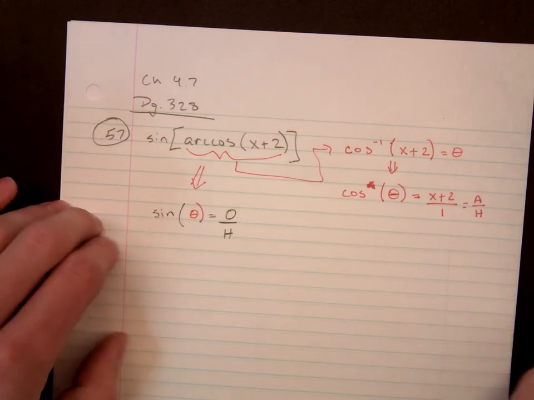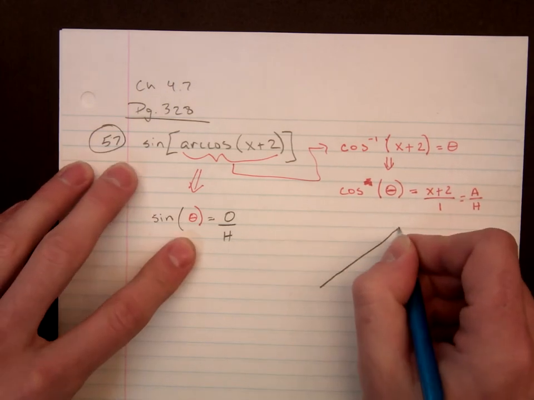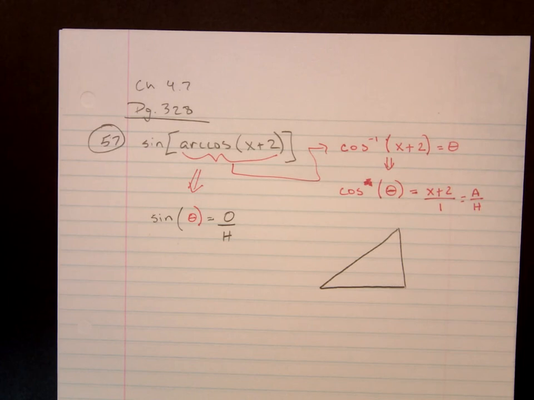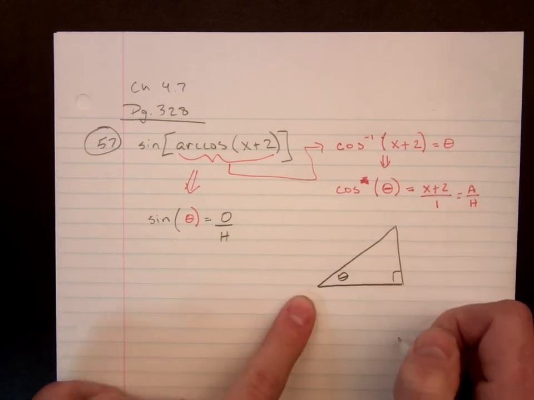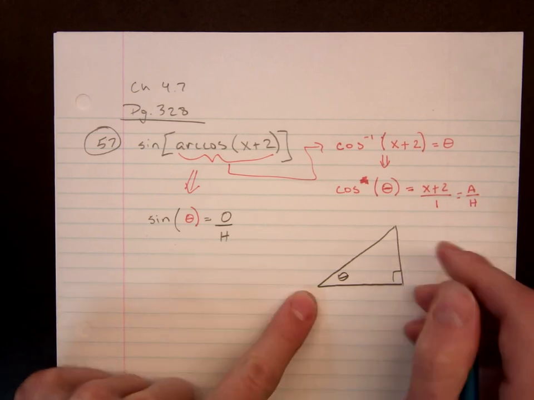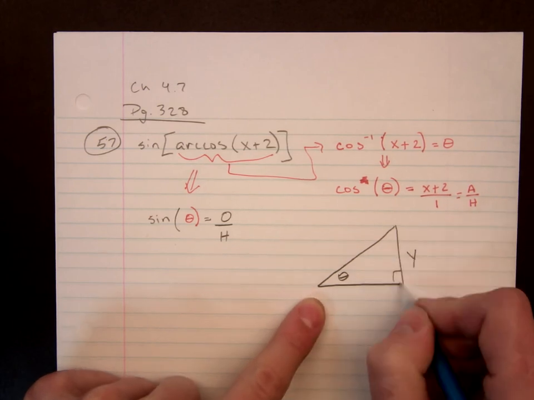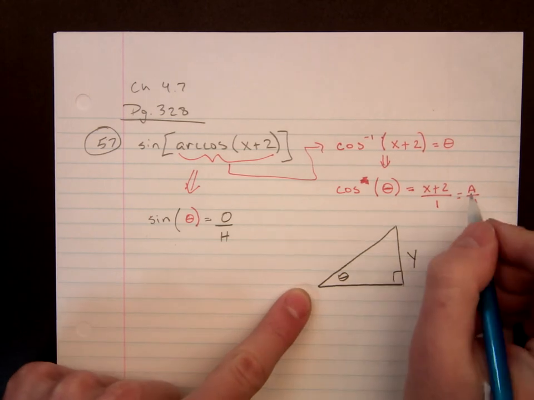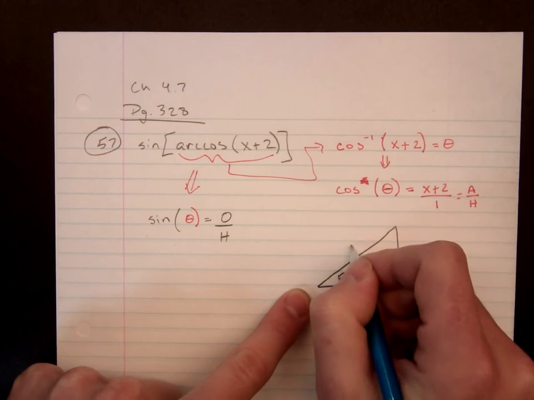So looking at this, what I'm going to do is go ahead and, hopefully you guessed it, draw the triangle. So I'm drawing out my triangle here. I call this theta. Now I have the opposite side I don't know, so I'm going to go ahead and call that y. The opposite side is generally referred to as y. And then I have that the adjacent side is x plus 2, and the hypotenuse is just 1.